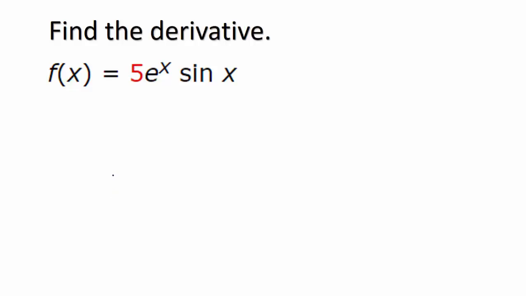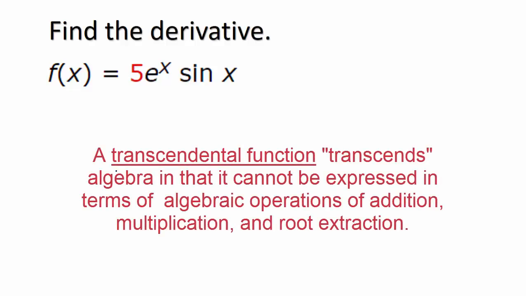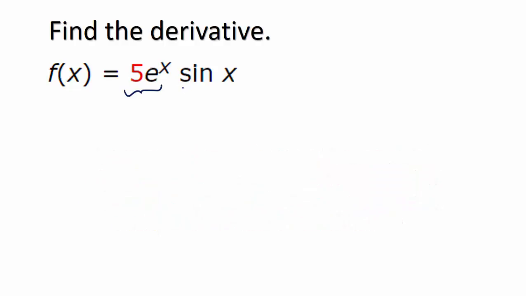In this video, we're going to find the derivative of f of x equals 5e to the x sine x, a function involving transcendental functions, and also notice that we have a quantity with an x times a quantity with an x. This is an indication that we're going to use the product rule.